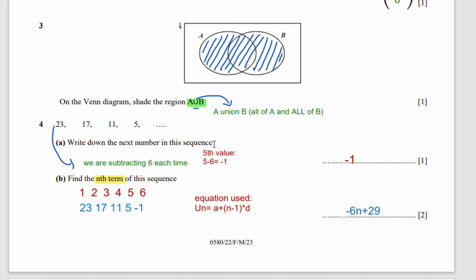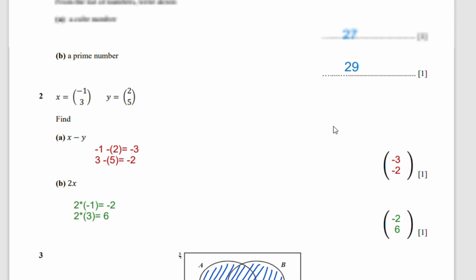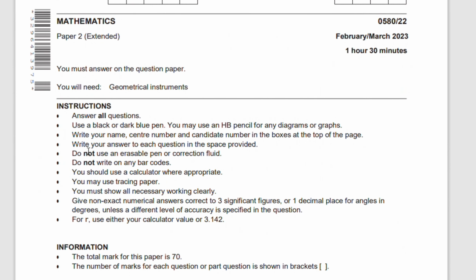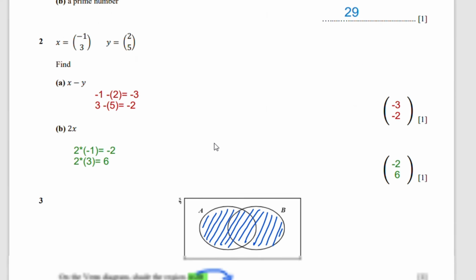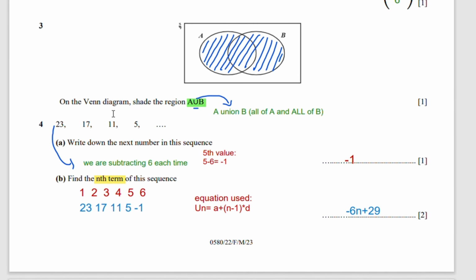When you're solving a past paper or you are in your exam, keep in mind that shading should be done with a pencil. They never said anything about the Venn diagram specifically, so I would recommend considering it as a diagram, as they stated in the rules up there. As you can see here, you may use an HB pencil for any diagram or graphs. So we consider a Venn diagram as a diagram, obviously. Here's the keyword. So that's why we shade it with an HB pencil.